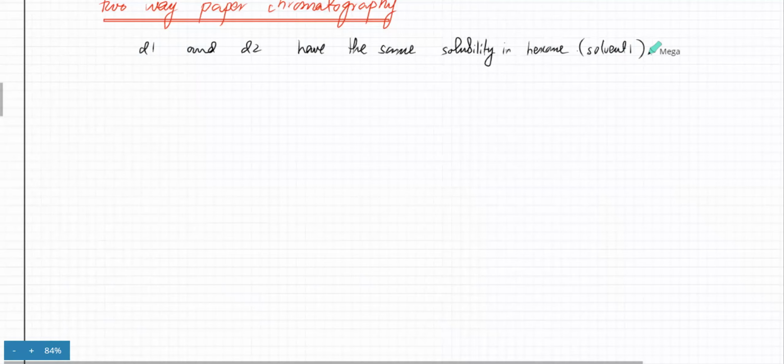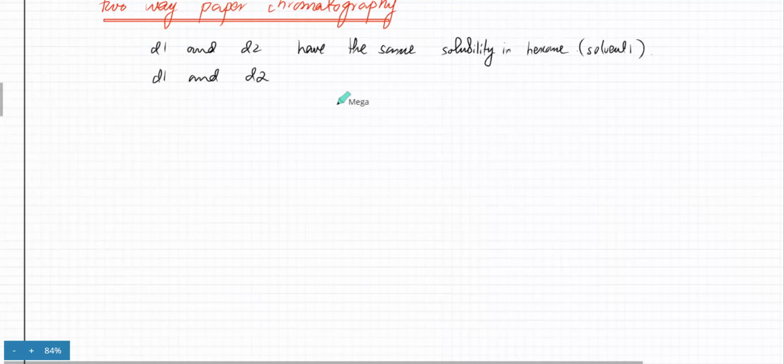Okay, is this clear? Sara, is this clear? Are you clear? जी सर. तो आप क्या करोगे? You would use a different solvent, ठीक है? So what you're going to do is chromatography दोबारा कर लो. This time what you do is use another solvent.